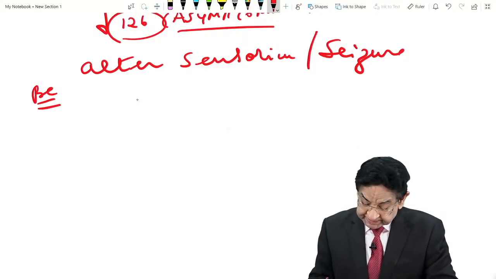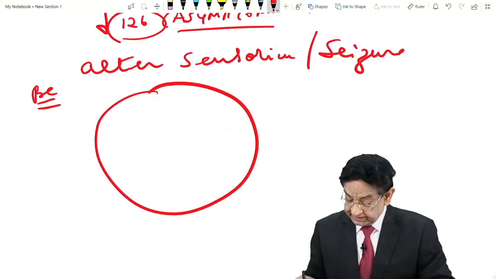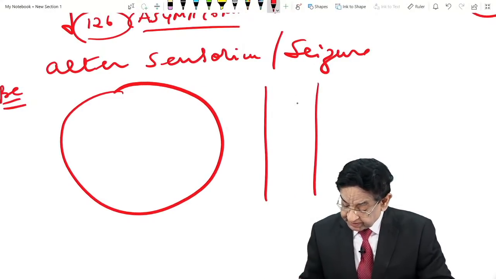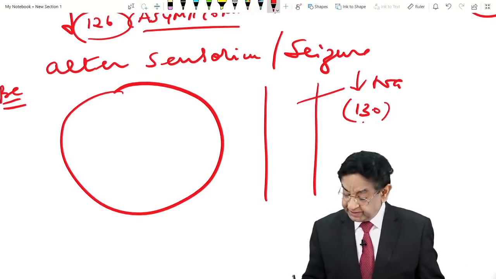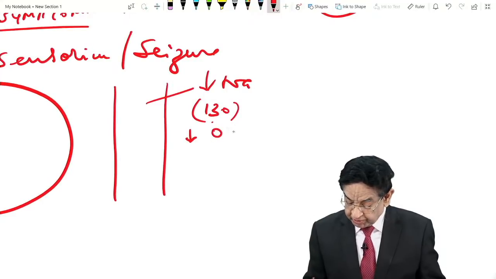This is the brain cell. This is the blood vessel, and here the sodium level has reduced. It has gone to 130. So there is definitely reduced osmolality also, reduced plasma osmolality.